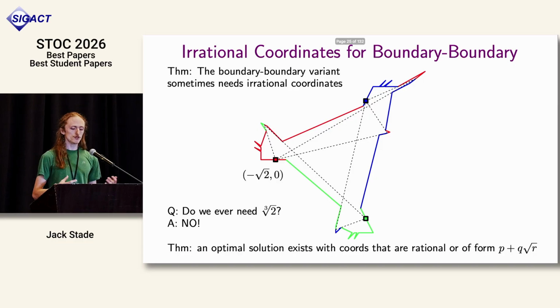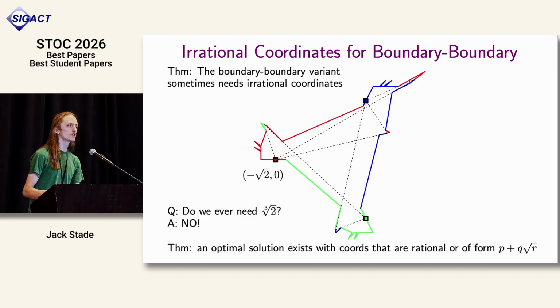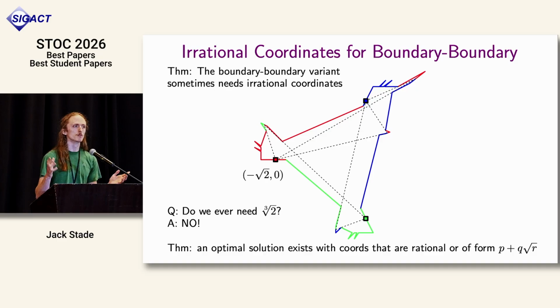So what I prove is that in any instance of the boundary art gallery problem, there is an optimal solution where the coordinates of all the guards are no worse than the solution to a quadratic. So they can be written something like p plus q times √r, where p, q, and r are rational numbers with some polynomial number of bits. So how do I prove that?